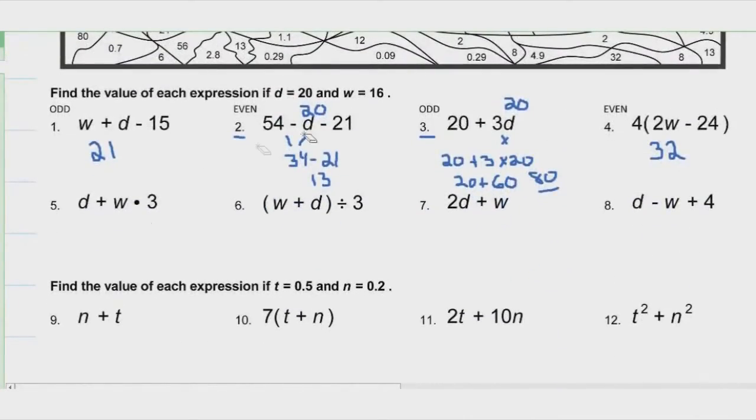Now we did problem 4. Problem 5, we are going to get D equals 20. So this is going to be 20. All right, W is going to be 16.